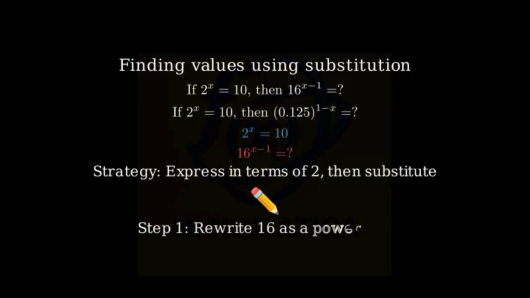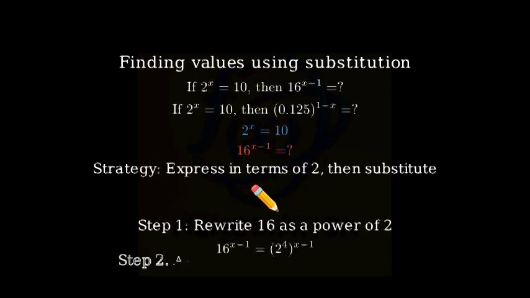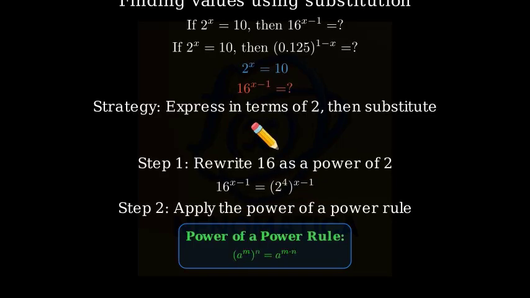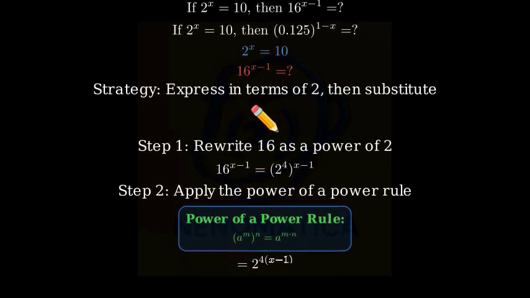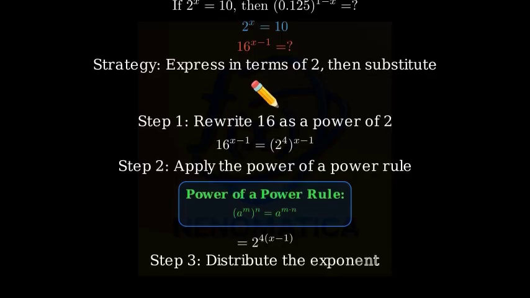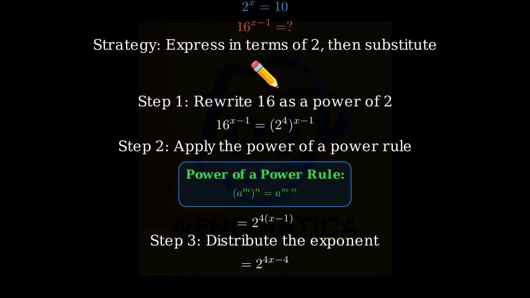Step 1. We'll rewrite 16 as a power of 2. Since 16 equals 2 to the 4th power, we can rewrite 16 to the power of x minus 1 as 2 to the 4th power, all raised to the power of x minus 1. Step 2. Using the laws of exponents, specifically the rule that says the power of a power means we multiply the exponents, we can simplify the expression to 2 raised to the power of 4 times the quantity x minus 1. Step 3. Let's distribute the factor of 4. This gives us 2 to the power of 4x minus 4.